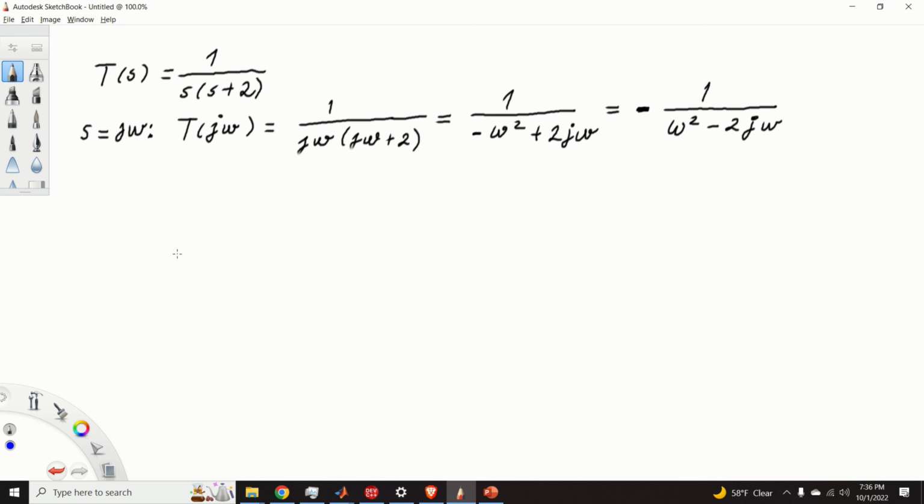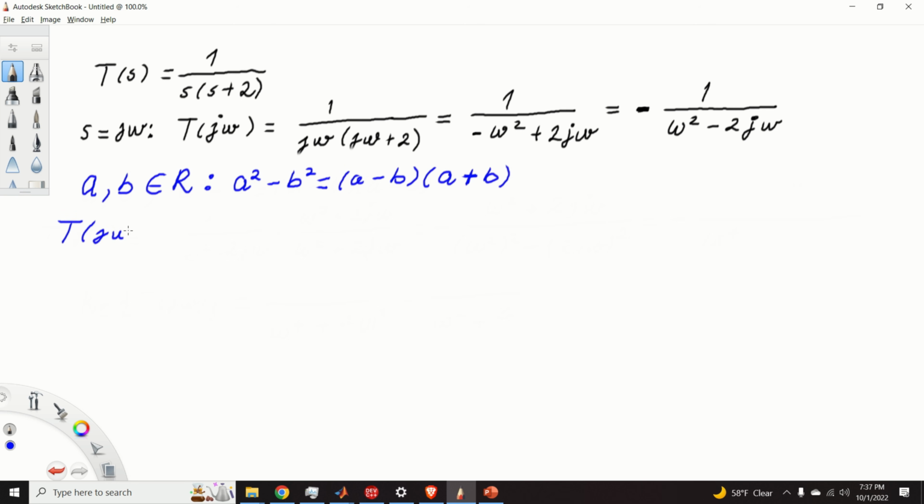The next step is to compute the real and imaginary parts of our complex number T of j omega. To compute the real and imaginary parts, we need to recall one basic rule from calculus. Now, if a and b are real numbers, then a squared minus b squared is equal to a minus b multiplying a plus b. So let us use this rule to compute the real and imaginary parts of our T of j omega.